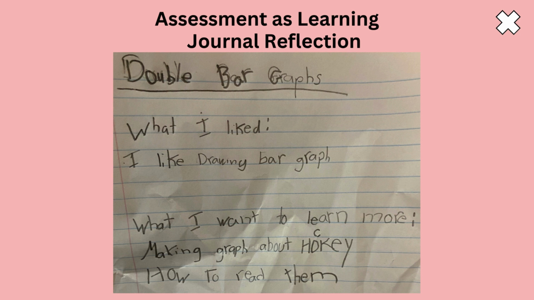Here is an example of a journal reflection I took a picture of in practicum. The students started learning about double bar graphs, and at the end of the lesson, they wrote a journal reflection. This allows students to actually think about the lesson and what they want to learn going forward.